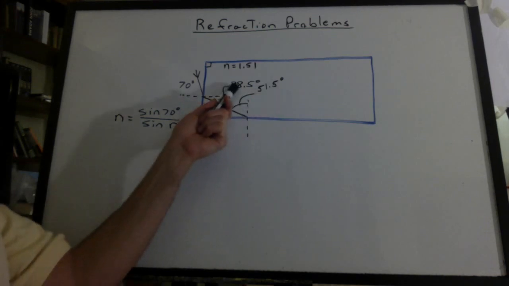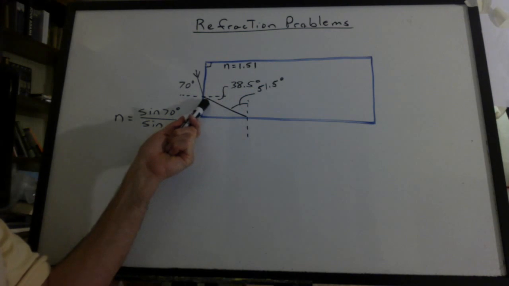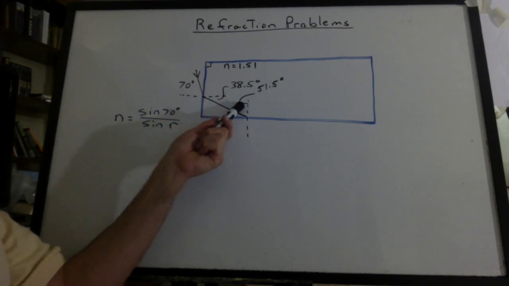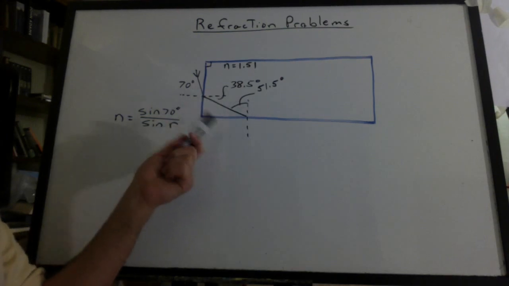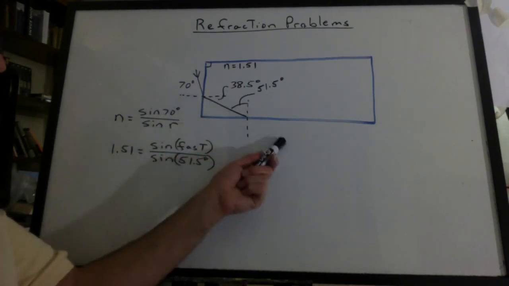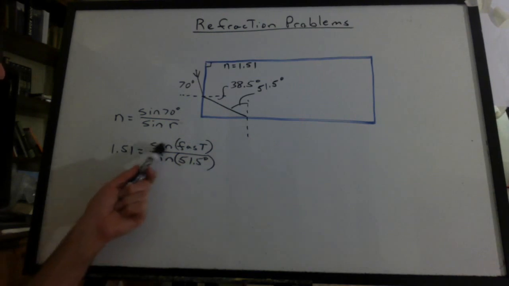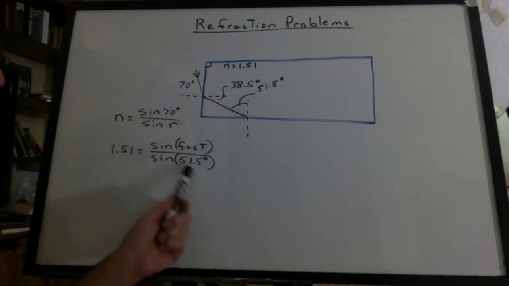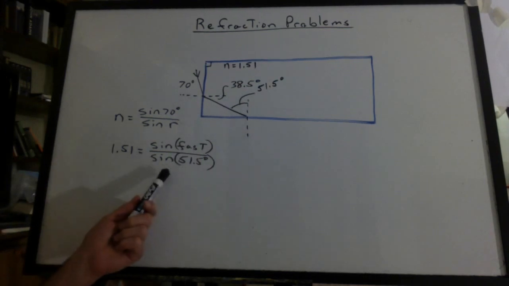Well, if that's 38.5, then that's 51.5, that's 90, that's 38.5. Hey, it's 51.5. This isn't physics, it's just geometry. Will this ray escape? Well, if you do sine fast, that's this side, divided by sine on the slow side, equals 1.51, you get your error again.